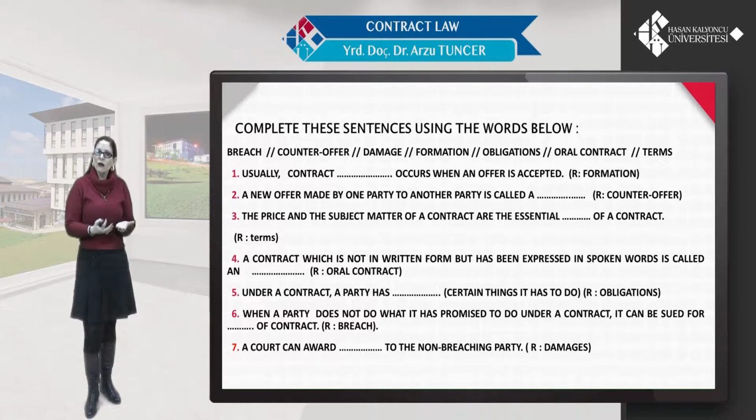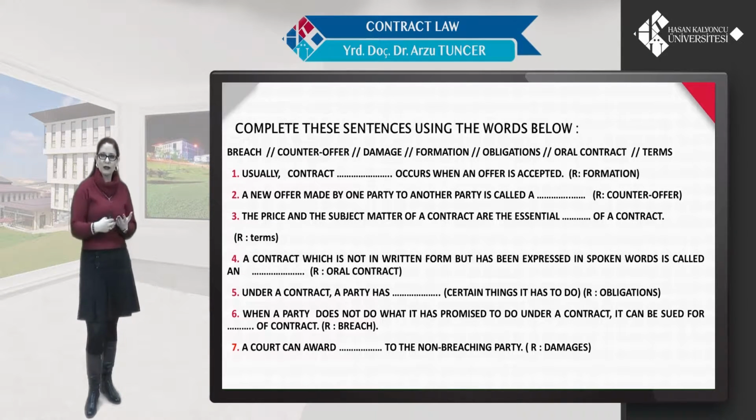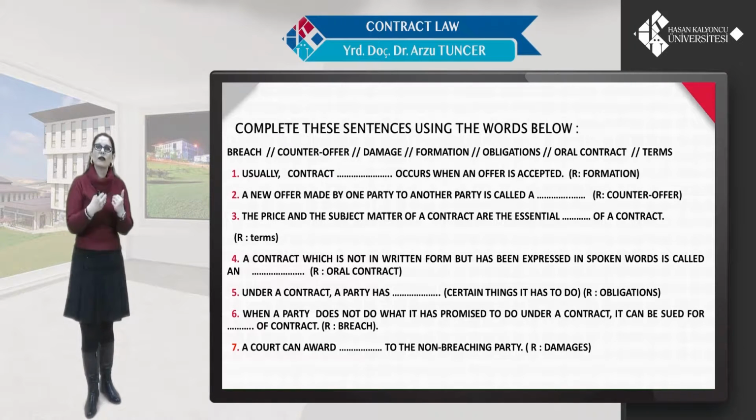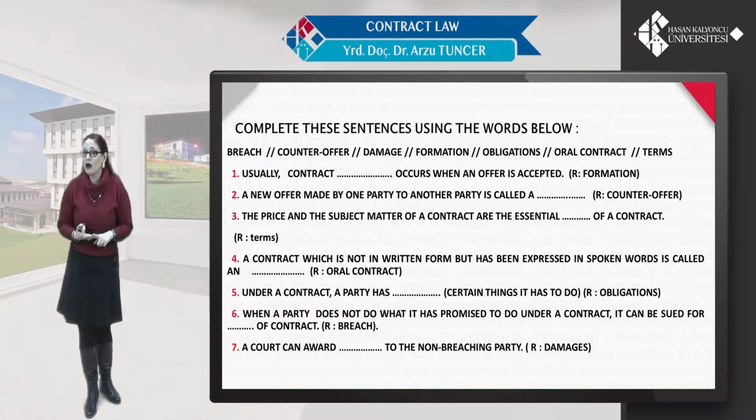Another one, a new offer made by one party to another party is called a counteroffer. If another offer exists, we call it a counteroffer. Another one, the price and the subject matter of a contract are the essential terms of a contract. What are we talking about? The price and the subject matter of a contract.